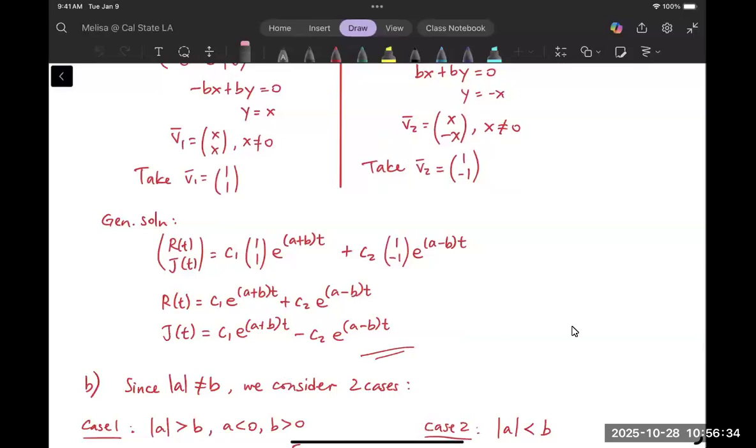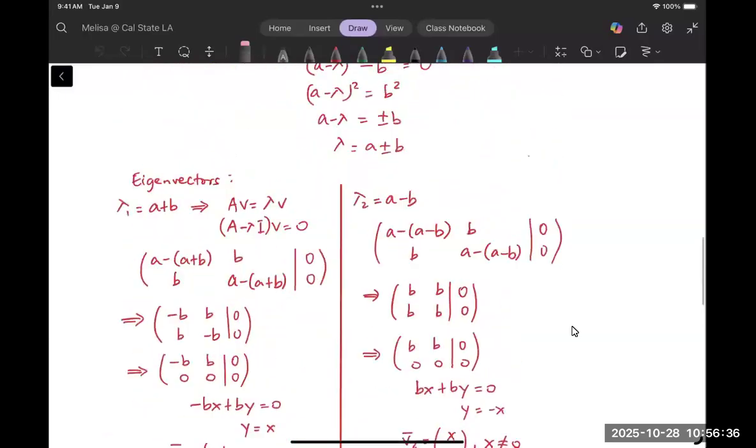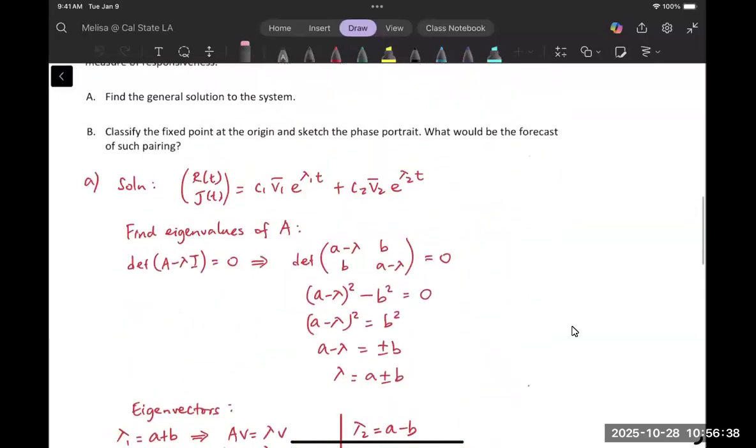All right, so now we want to look at the second part: the fixed point and then the phase portrait, because the phase portrait can tell you the behavior in the long run. So that means you can do some forecasting of what happens to this pair.